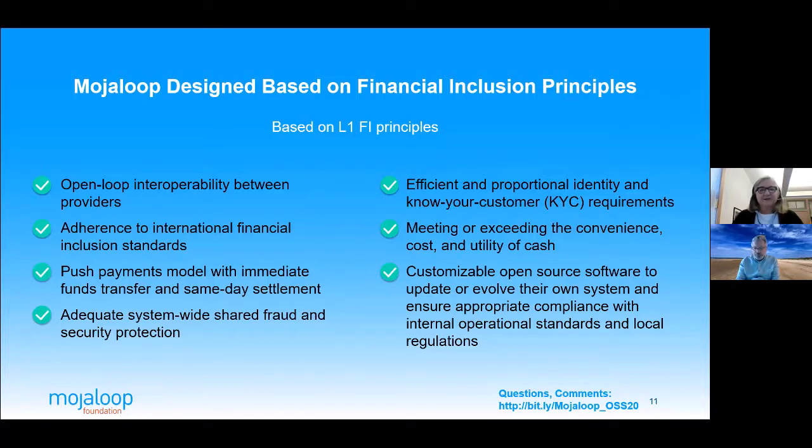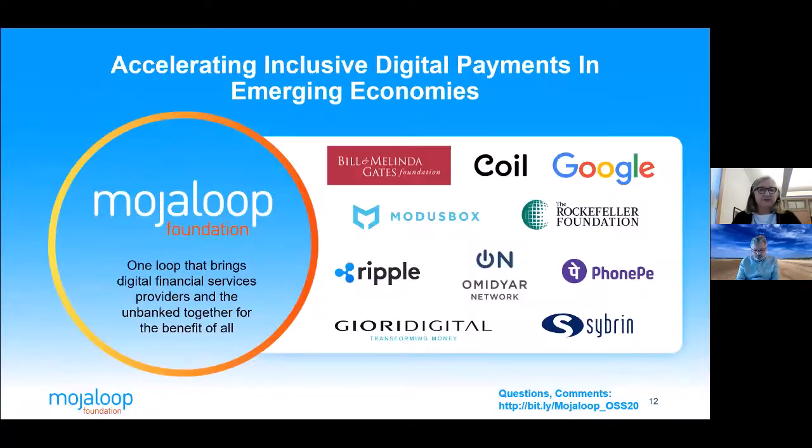And how are we doing this? Well, first of all, what we decided to do earlier this year is launch the Mojaloop Foundation. And this foundation, similar to many of the organizations that you may be affiliated with, has a mission to deliver open source software to address the financial inclusion mission.